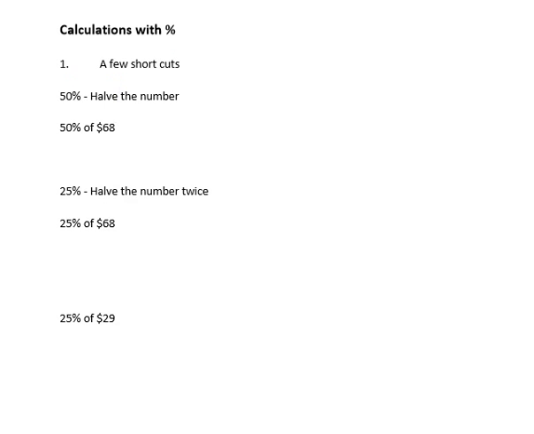Now the first is 50%. It's just important to know that when you're calculating 50%, that is just half of the number. So all you have to do when calculating 50% of a number is halve the number. So 50% of $68, all we have to do is divide 68 by 2 to halve it.